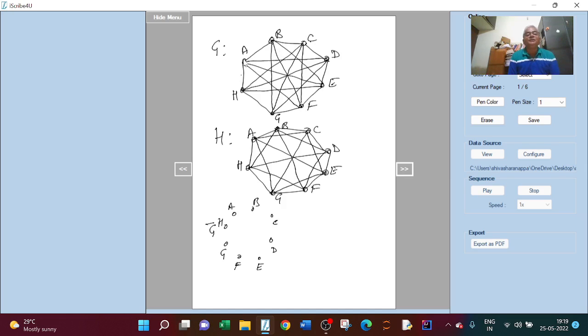So, I will find out the non-adjacent vertices here. AC and AG, I have to add. Next from B: BD and BH. I have to add BD and BH.